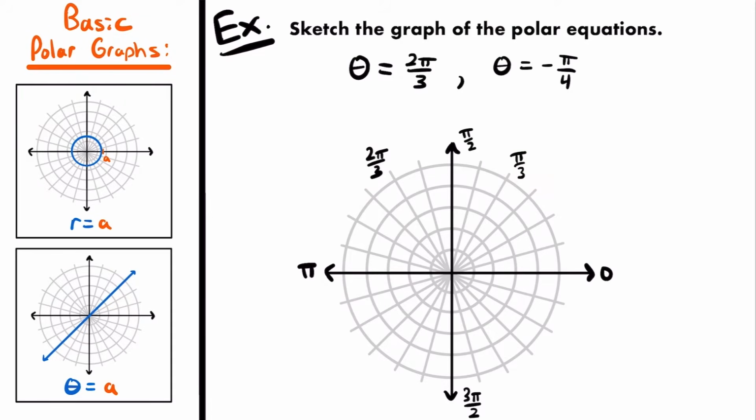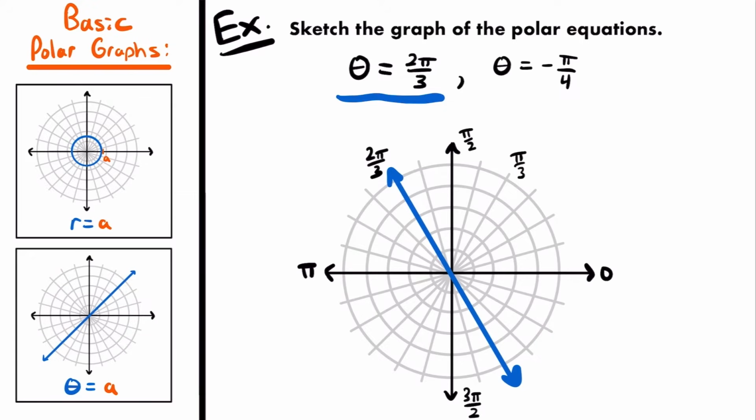That is where theta is equal to 2π/3. So what that means is that for all values of r, the angle is always going to be 2π/3. So our graph will look like this. We're just going to have a diagonal line along that angle of 2π/3. That is theta equals 2π/3.